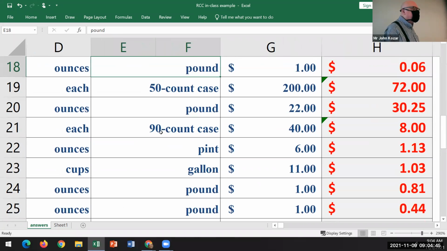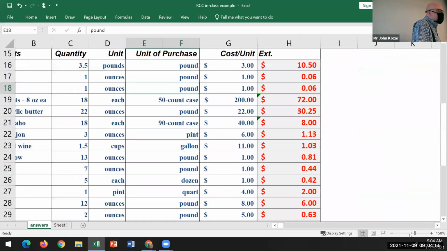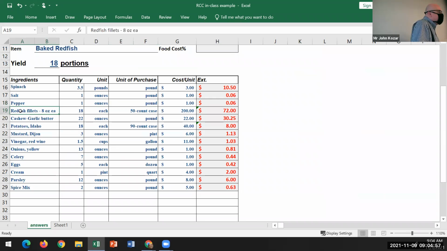Okay, so there's a couple of items that come in a case that we do by count. So our conversion factor when we do that, we've got redfish fillets. They come in a 50 count case. So when we convert it, we're just going to find out how much each fillet costs. So we'll divide by 50.